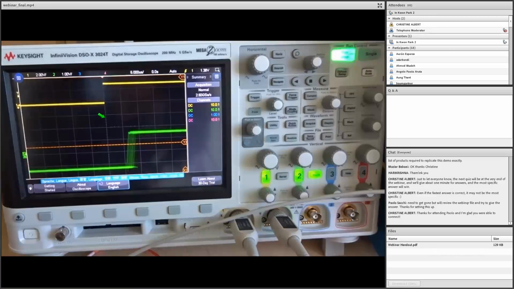And what we can notice is that there is a certain amount of delay. The 1 square represents 5 microseconds, so the smallest delay we would see from an experiment like this is around 5 microseconds.